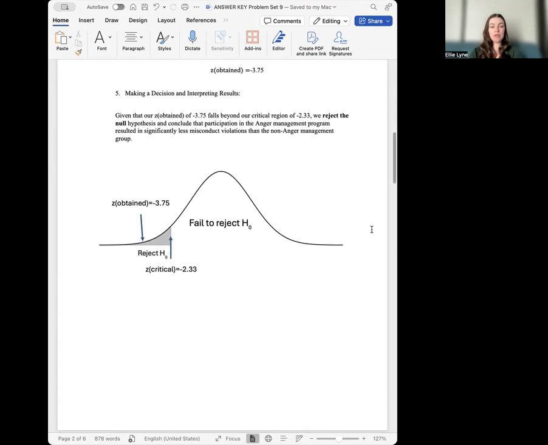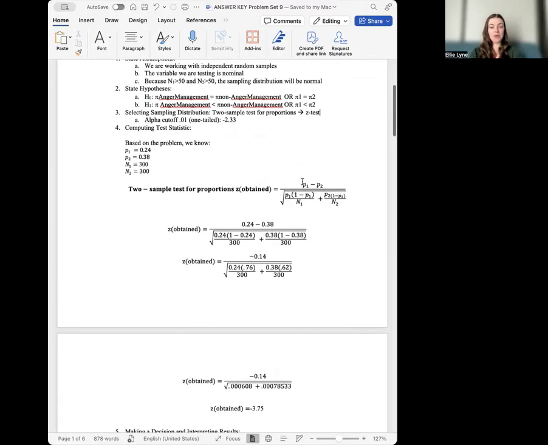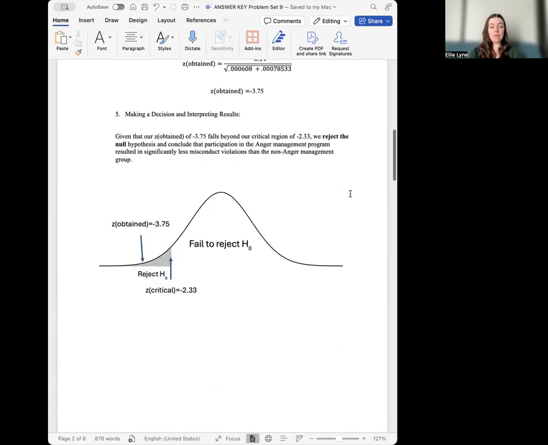With those pieces of information in mind, taken together with step 3, where we know our critical value is negative 2.33, we can plot this out now in step 5. Again, I always like to visualize it because it makes it a lot easier to see whether or not we are falling into our rejection zone or if we're safe in our fail to reject zone.